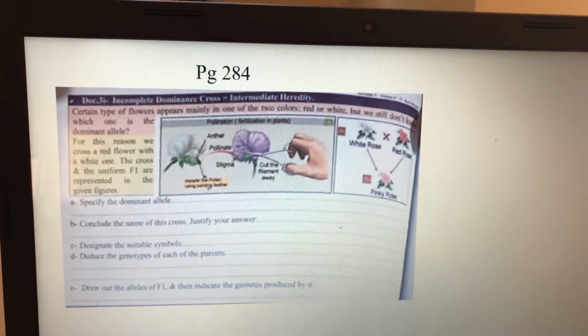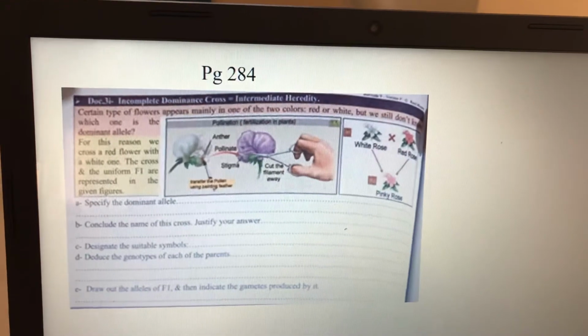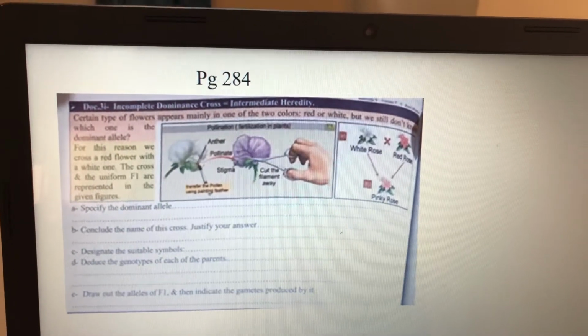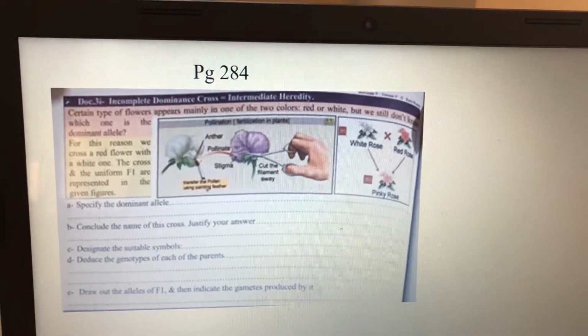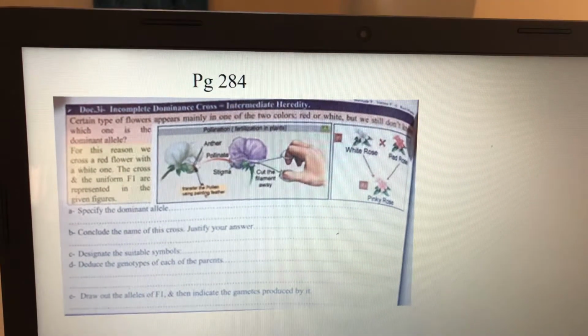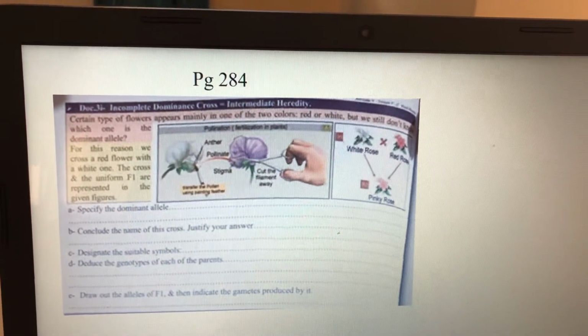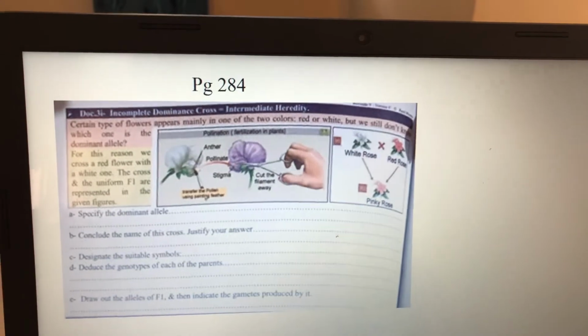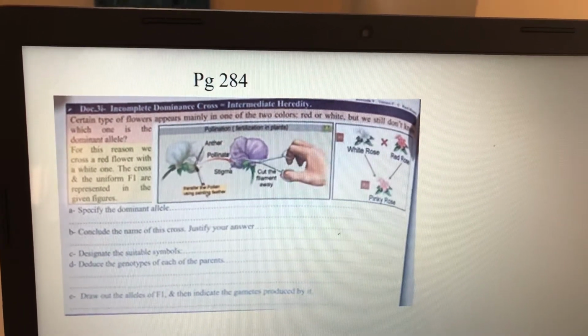Hope you're doing well. Today we are going to continue with Mendel's law on page 284. We are going to start with a new type of cross, which is the incomplete dominance cross or the intermediate heredity. What do these words mean? We are going to see.